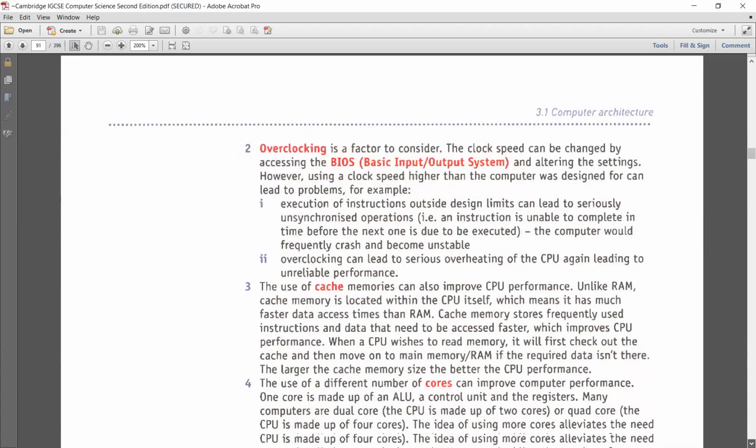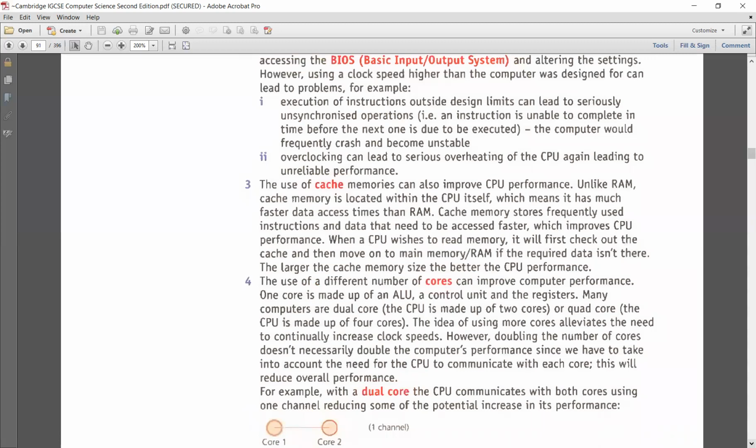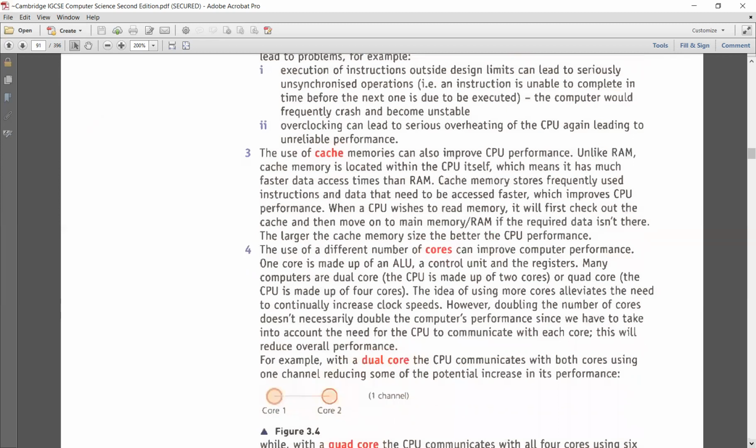The third factor, as I said, is cache, and definitely cache is going to improve your system performance. And lastly, it's the use of cores, that is quad core and dual core that you may have heard. One core is made up of an ALU, a control unit, and registers. So if you are increasing the cores, making it a dual core or 2 cores, it will have more capacity to handle the operations, and definitely that will result in improving your system performance.